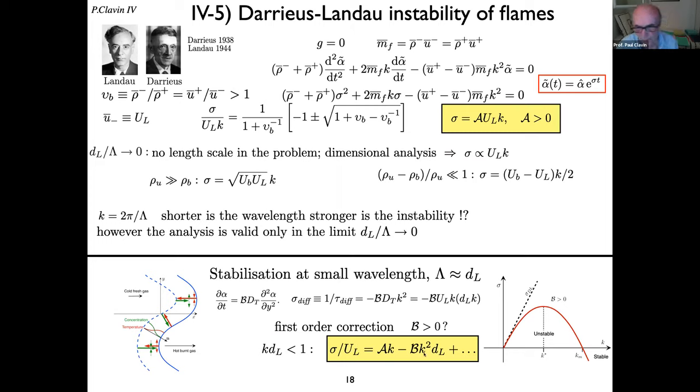So if you do that, you are going to obtain a corrective term when considering a smaller wavelength lambda, larger k. You have to introduce a k square term coming from the diffusion equation, which is, as I explained in my first lectures, first day, stabilizing.